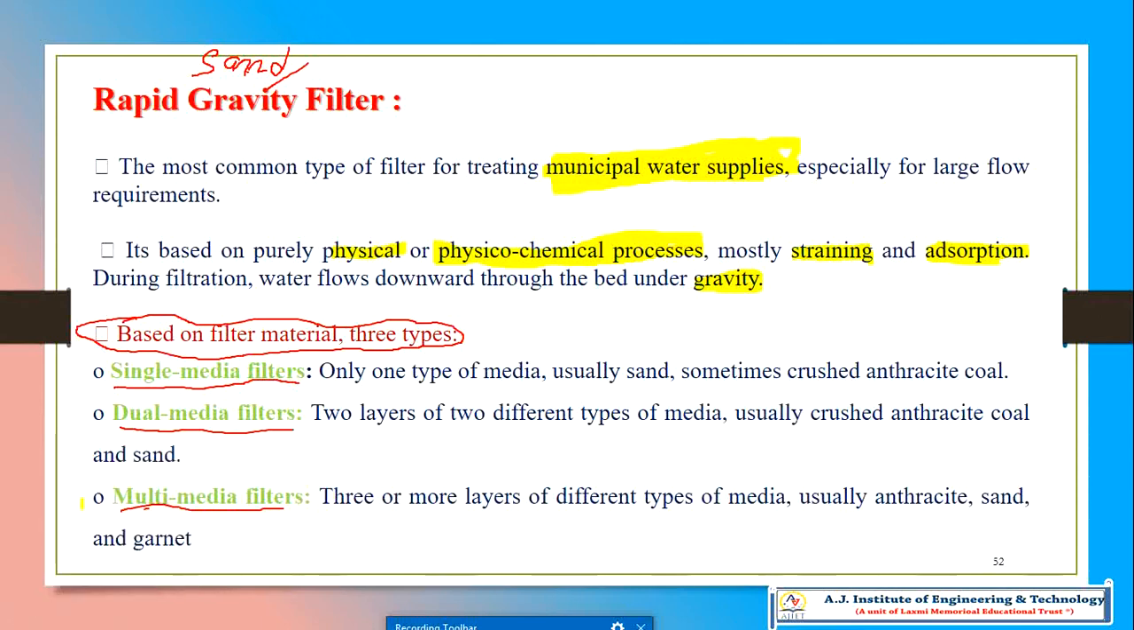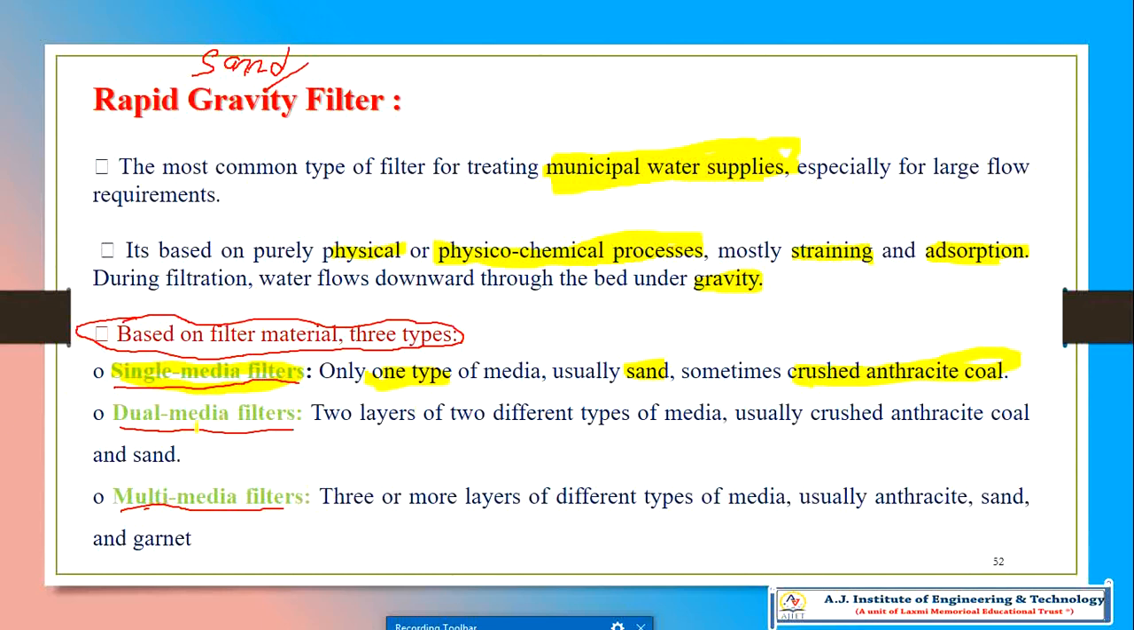So a single media filter means only one single media is used. That is usually sand, sometimes crushed anthracite coal. If we are considering a single media filter, then only one type of media is used, that is either sand, usually, or sometimes crushed anthracite coal we can use.